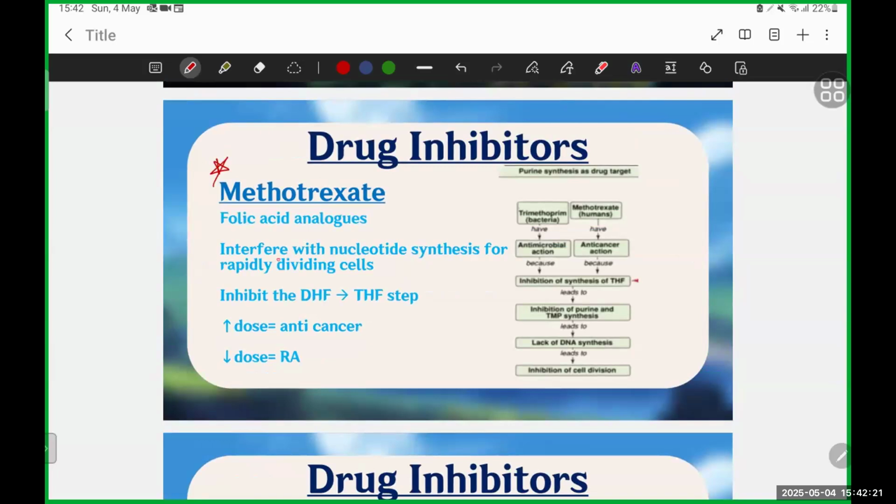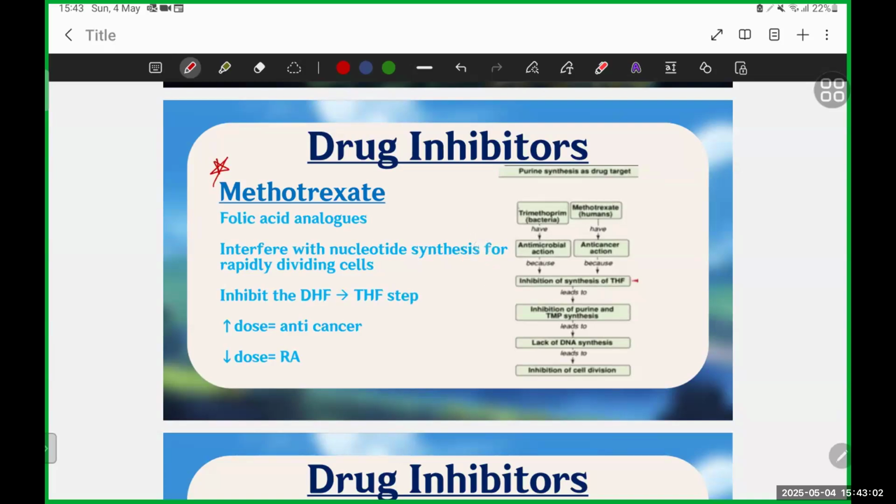It's going to interfere with nucleotide synthesis for rapidly dividing cells. So in our body, as I said, we don't form folic acid. We take it from our diet. So when we take it from our diet, we have dihydrofolate, and then we have tetrahydrofolate. Now we have this whole step thing, DHF. Well, when it's going to form the THF, there is going to be a problem. It's not going to allow it to form the THF, and the THF, we use it in our DNA synthesis in the whole de novo pathway, the 3 to 11 steps.